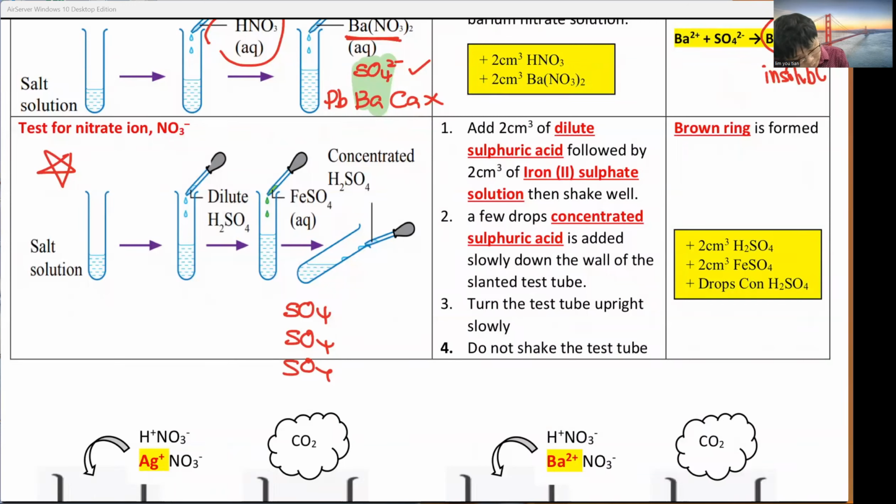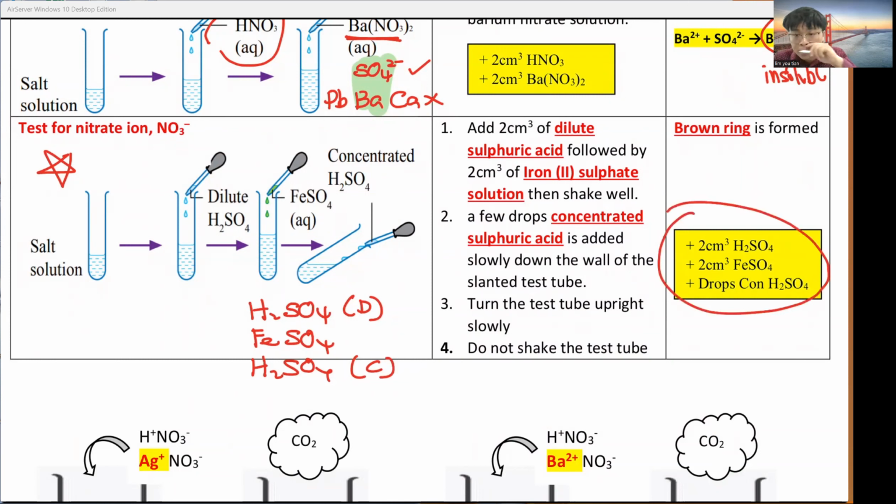The first two is acid, then the middle is Fe. So the acid, why is it different? This is dilute, this is concentrated. I wrote here for you already: the first two is 2 cm3, and this is a few drops. Later we'll practice this question. We'll write it at least once, for the brown ring test.